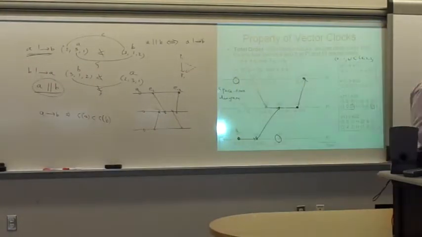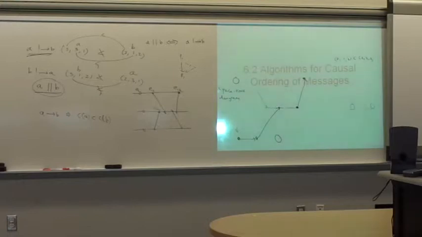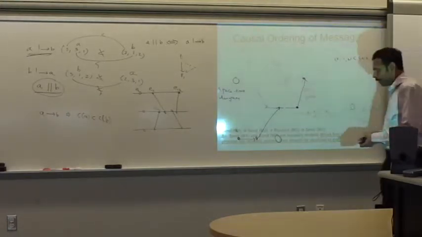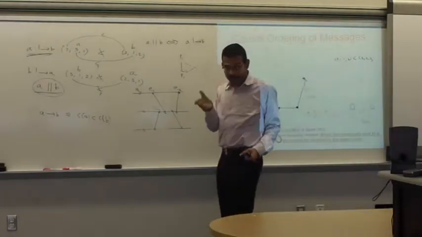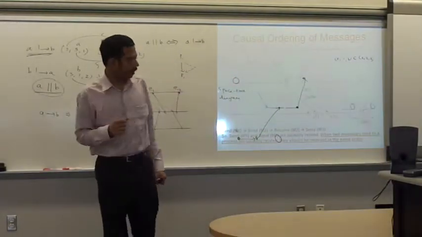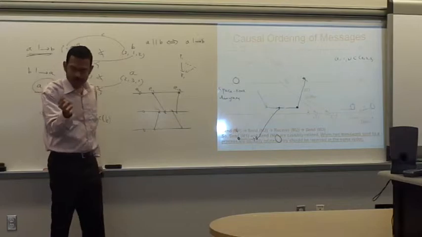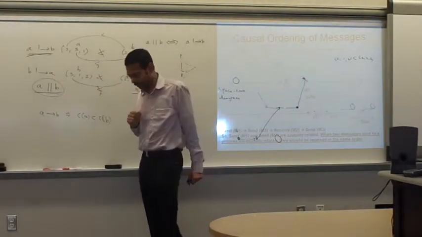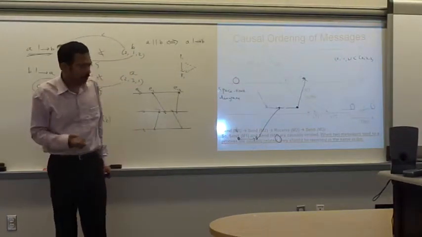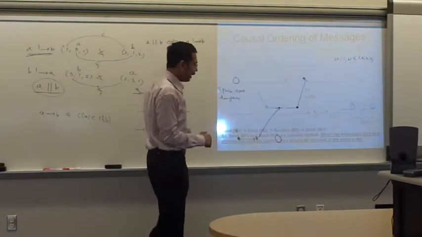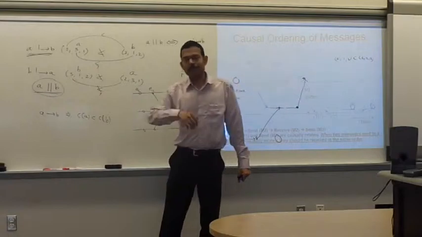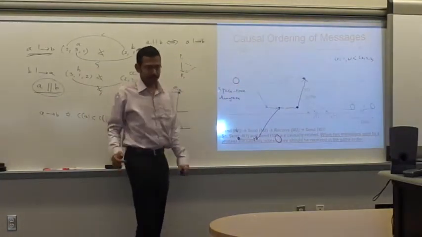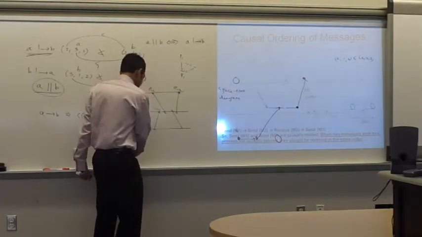Okay, so now let's start looking at something more interesting. What we did so far is ordering events. It could be local events or sending and receiving events. But now what we want to order is messages: whether one message was sent before the other message, or one message is causally related to another message. So how do we do that?